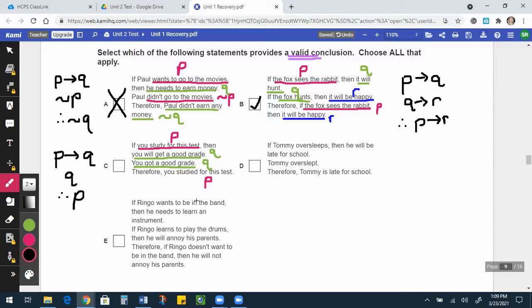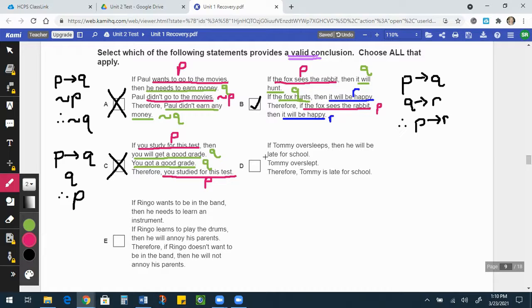All right, look in your notebook and see if this matches any of the four laws. If it matches, you're going to put valid. If it does not match, you're going to choose invalid. Hopefully you saw that this does not match any of the four laws. It is an invalid conclusion or an invalid argument, so we are not going to choose C as one of our answers.